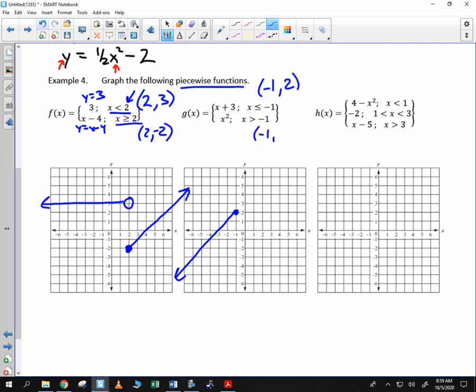Then I plug in negative 1, and I get 1. Open circle. You can see it drops down to 0, it comes back up. There is your graph.